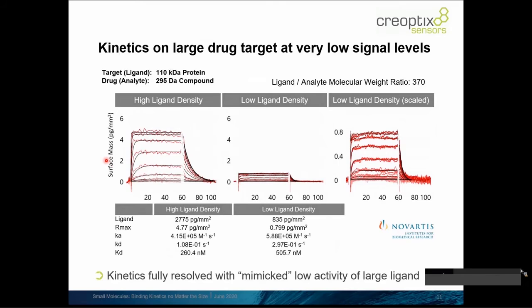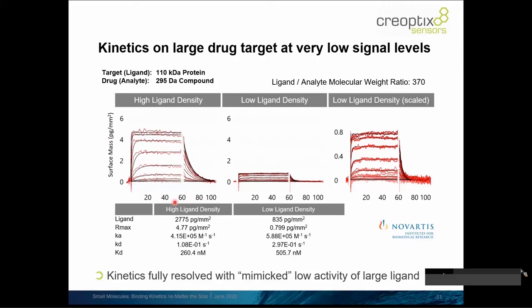Another example, a bit more applied now together with a partner, one of our customers here, a pharma company, that was interested in looking at a drug target, a ligand that is rather big. So we're having a 110 kilodalton sized protein here, and we're having a reasonably small compound of around 300 daltons. So the ligand to analyte molecular weight ratio is rather big. That means that we will be in this system limited in the response we're getting from the analyte binding to the ligand, because we're only able to immobilize so and so many epitopes, because the ligand, of course, is a really big protein.